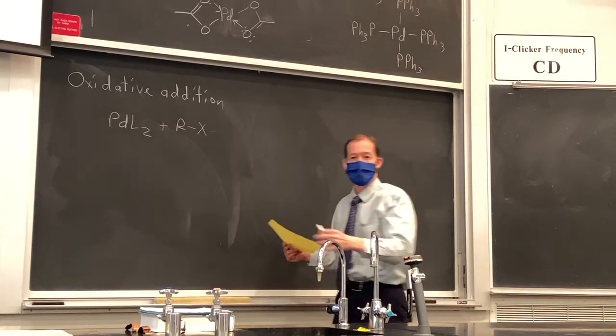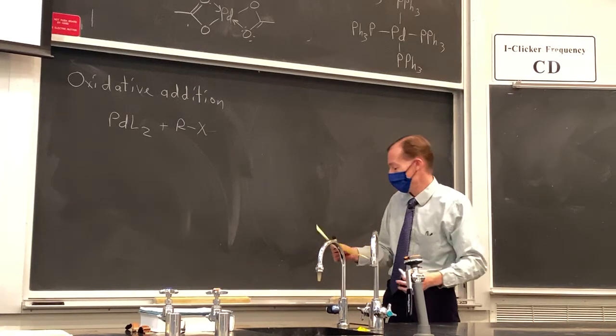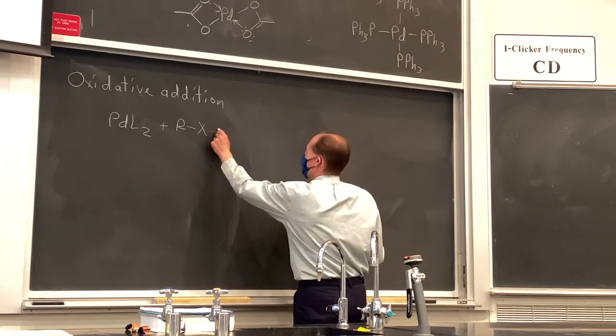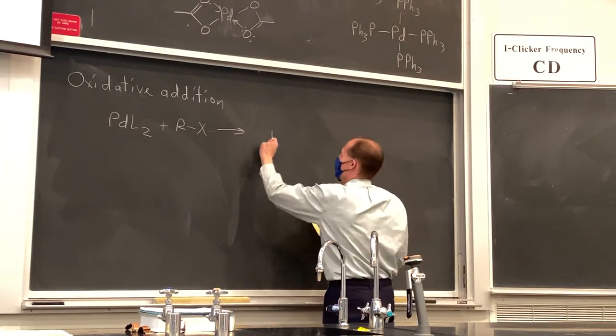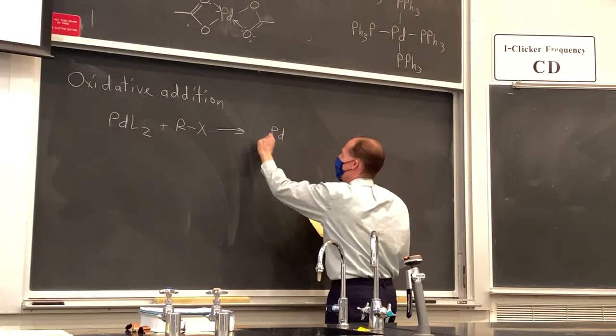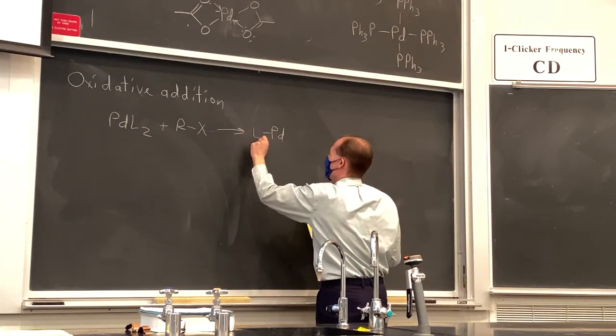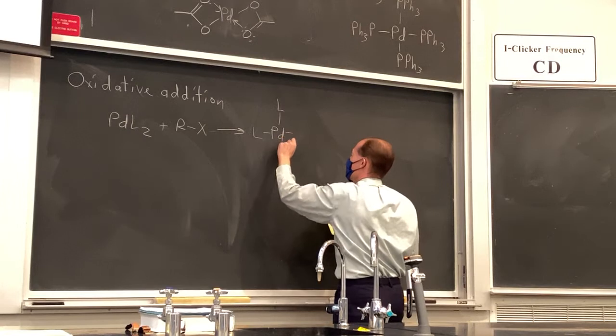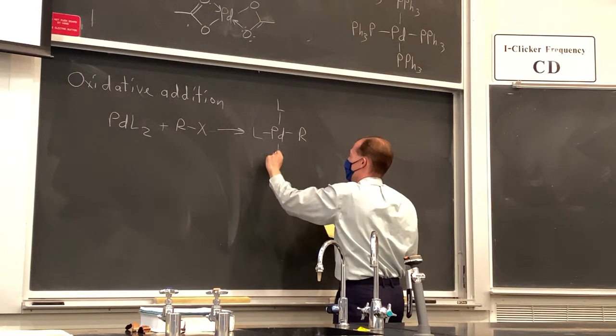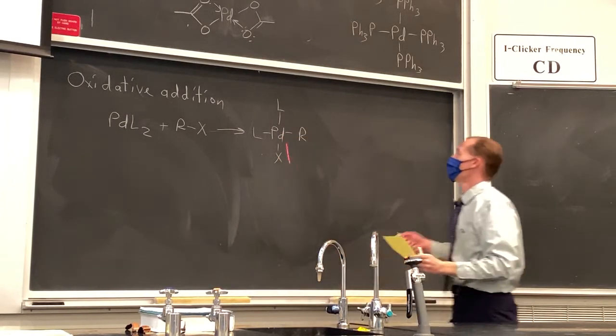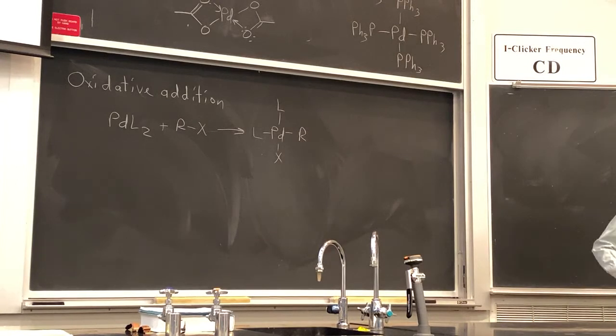Okay? So here's our aryl or vinyl halide. And what's going to happen is we're going to break the carbon-halogen bond, and we're going to attach the R group and the halogen to the palladium. Okay? So our palladium over here only had 14 electrons. Right? Now we're able to get it back to 18 electrons, so it's happier.